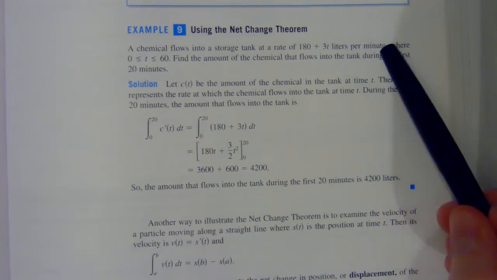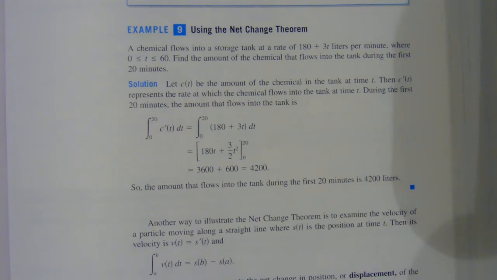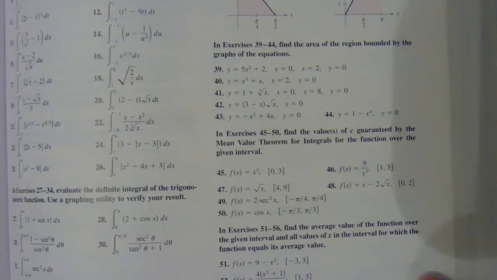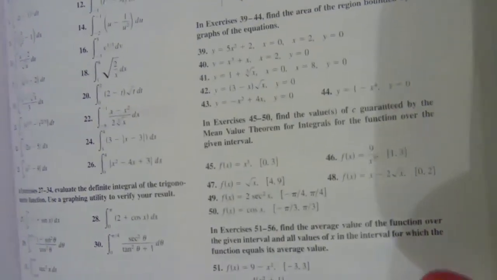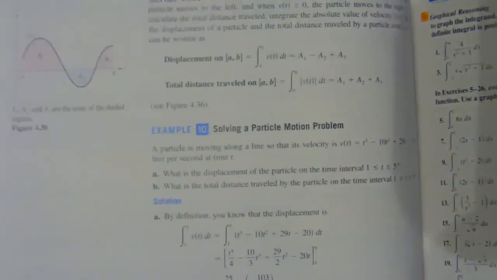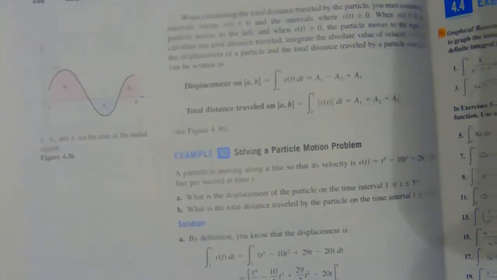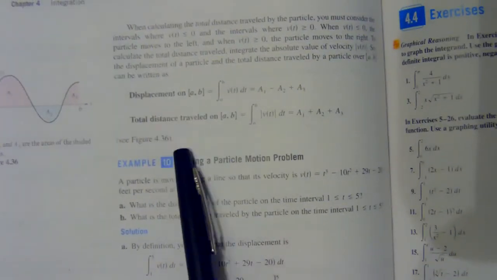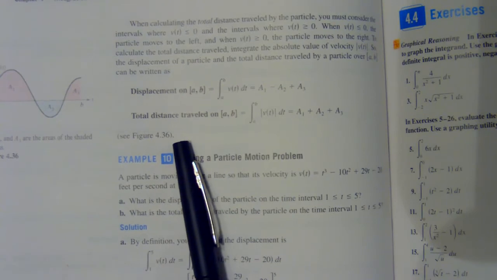And if I have liters per minute as my units, that helps me interpret my answer as how fast that chemical is flowing into that tank. All right. So you got a couple easy word problems like that. And then probably the thing that gives us the most trouble is this whole idea of displacement and total distance traveled.